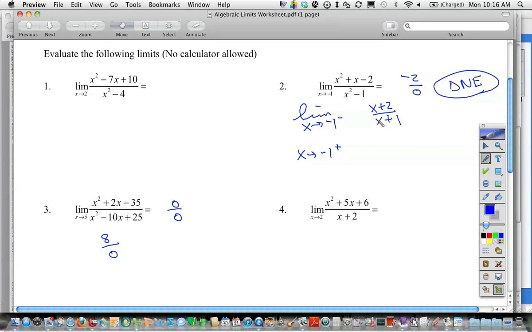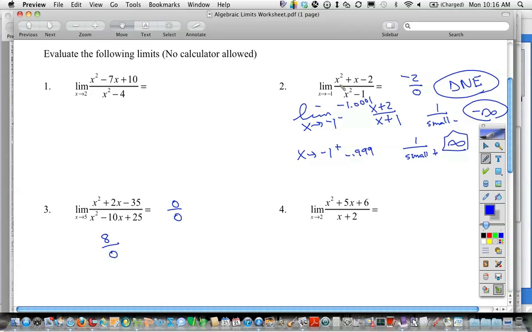All right. So now you get to this point, and so, okay, from the left of negative 1, that'd be like negative 1.0001, something like that. Well, if you do 2 plus negative 1, essentially, that's essentially 1. What we really care about is the bottom. Negative 1.001 plus 1 is a really small negative. So that's going to be negative infinity right there. From the right of negative 1, that's negative 0.9999. You add that to 2, that's essentially 1. And negative 0.999 plus 1 is a really small positive. So 1 divided by a small positive is positive infinity.